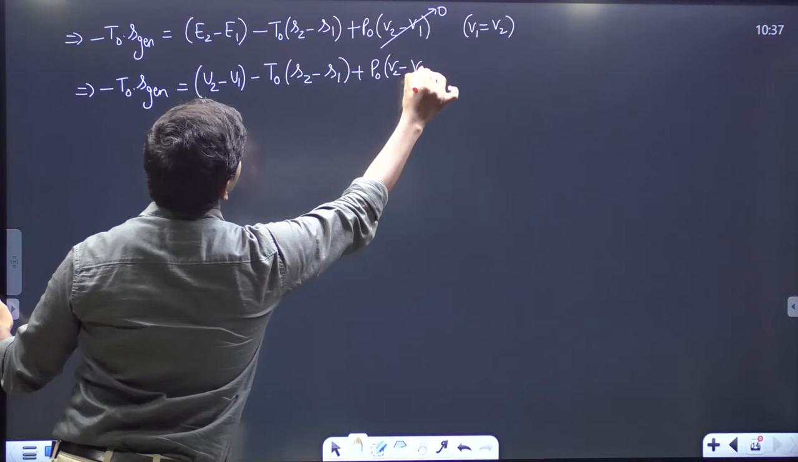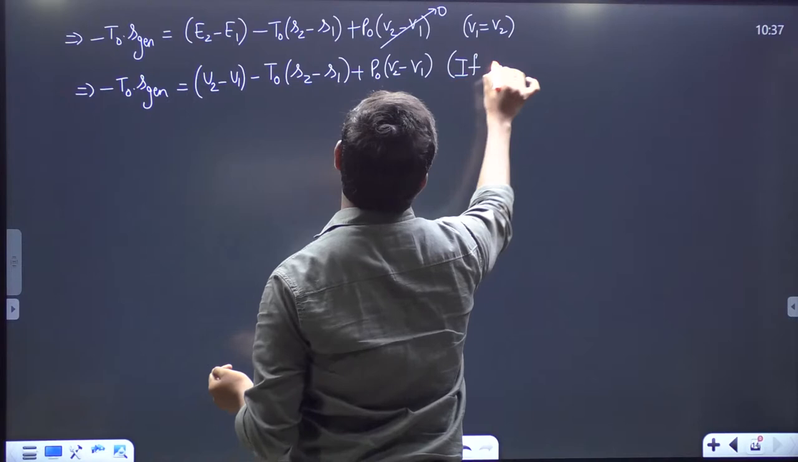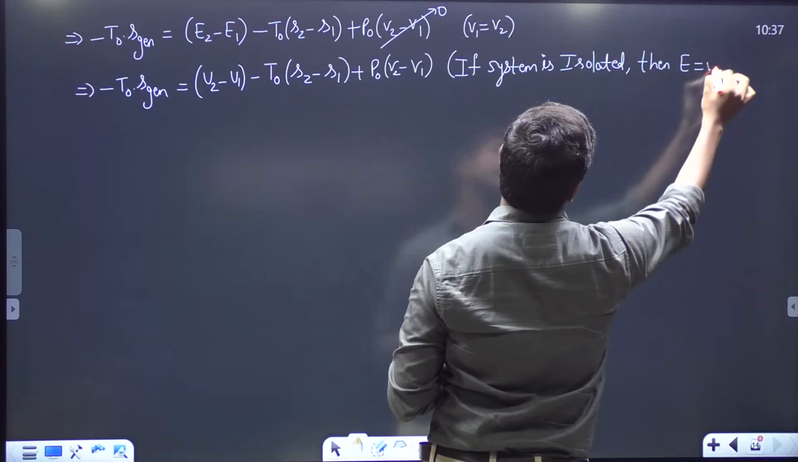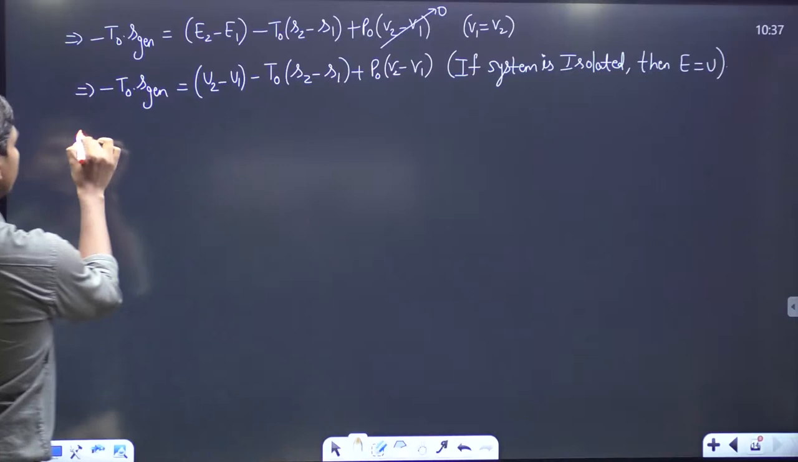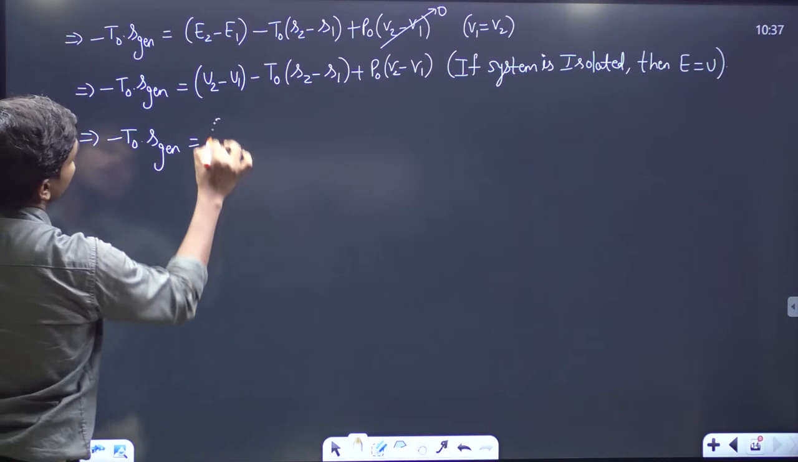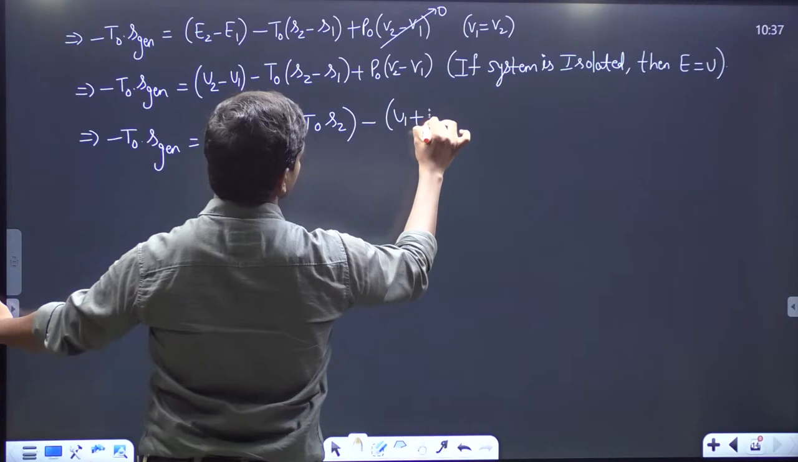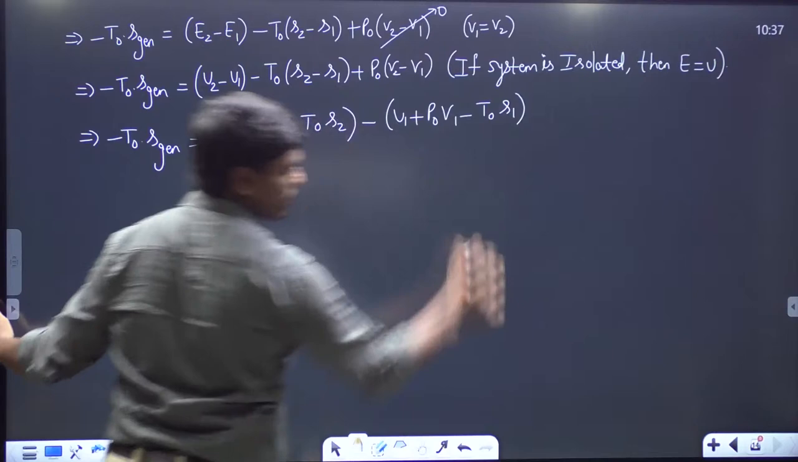Because if the system is isolated, then the energy of the system is nothing but the internal energy of the system, because there won't be any provision for new energies to come in. So if you see, minus T naught into S generation is equal to U2 plus P naught V2 minus T naught S2 minus U1 plus P naught V1 minus T naught S1. This is what we can have, correct? Yeah, V1 is equal to V2, so that term is zero.